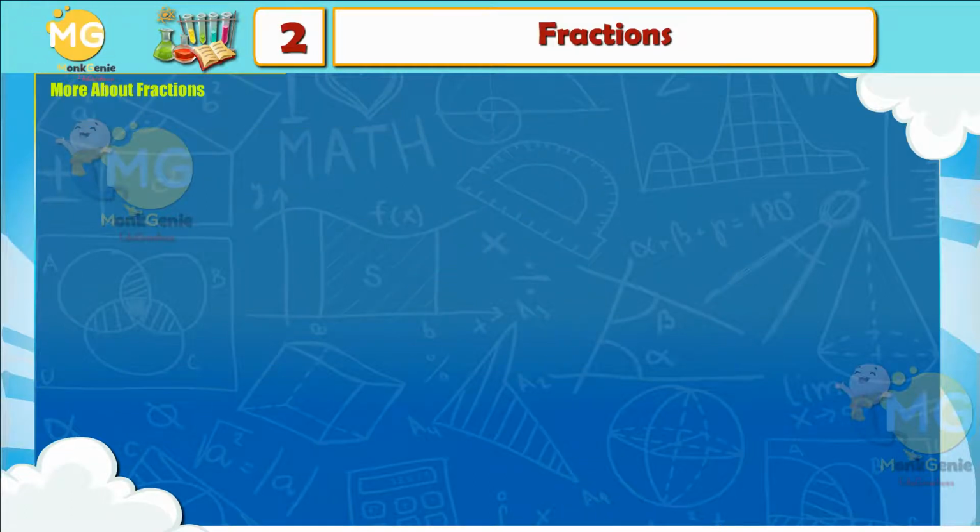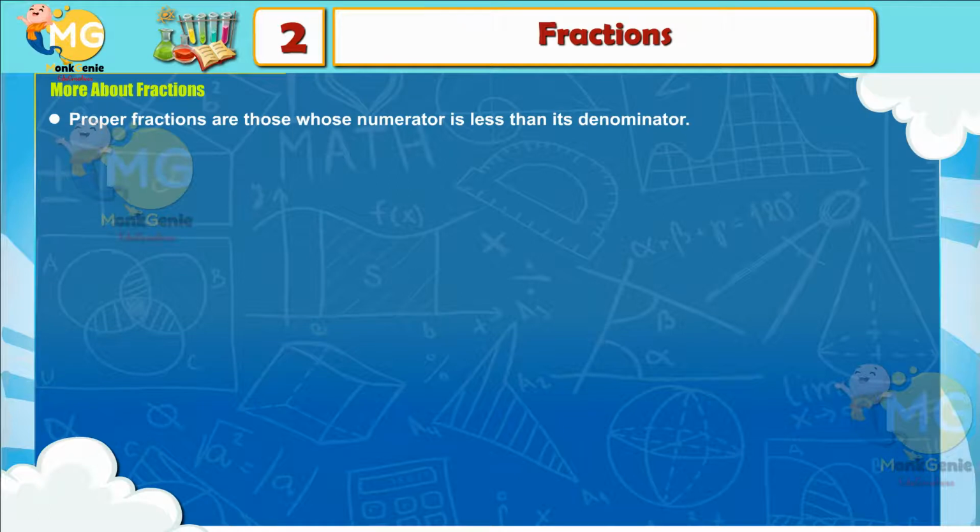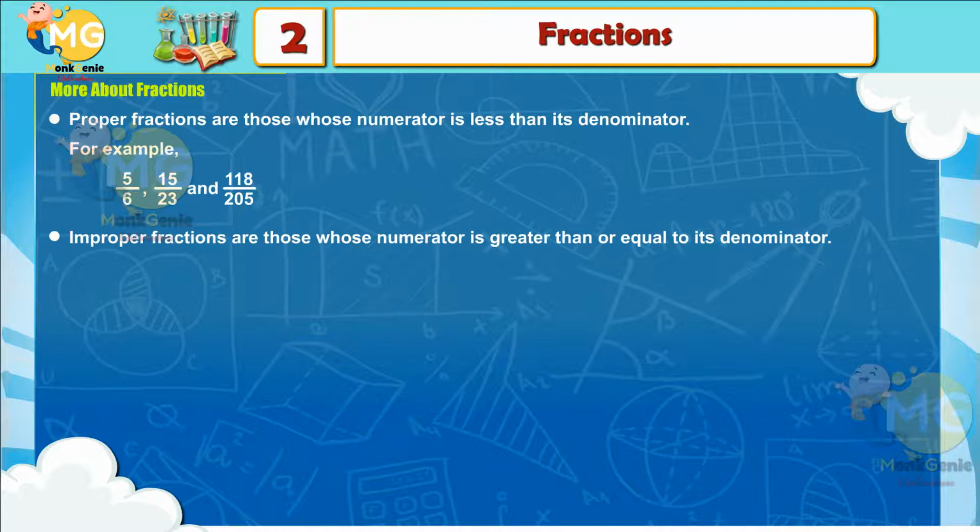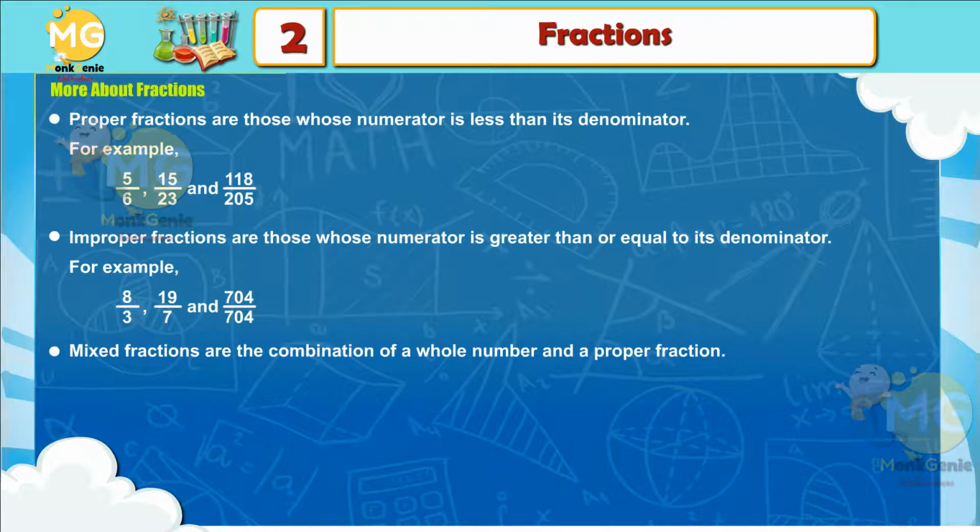More about fractions. Proper fractions are those whose numerator is less than its denominator. For example, 5/6, 15/23 and 118/205. Improper fractions are those whose numerator is greater than or equal to its denominator. For example, 8/3, 19/7 and 704/704. Mixed fractions are the combination of a whole number and a proper fraction. For example, 2 3/4, 5 1/6 and 26 13/18.